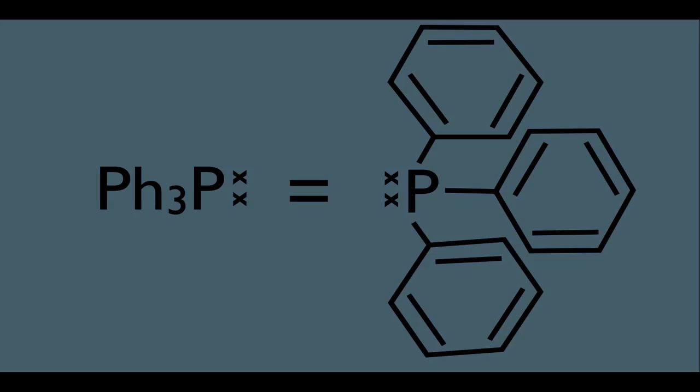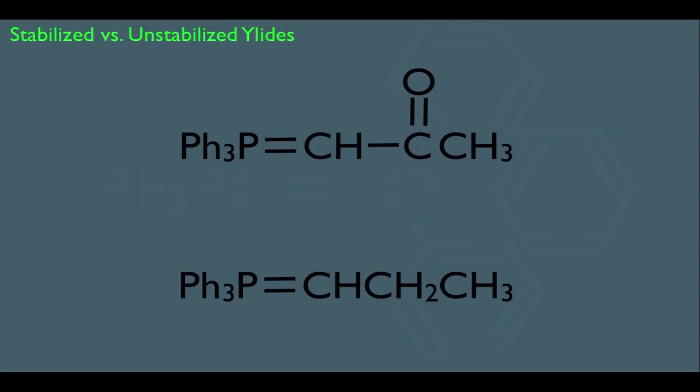So now that we know the mechanism of this reaction, and now that we know how to prepare a phosphorus ylide, let's look at some of the nuances of this reaction. For instance, there's a difference between what's called a stabilized and an unstabilized ylide. What you see on the top here is a stabilized ylide, and the reason why it's stabilized is because you can draw a resonance structure that delocalizes the double bond in the ylide. In fact, here's what the resonance move would look like.